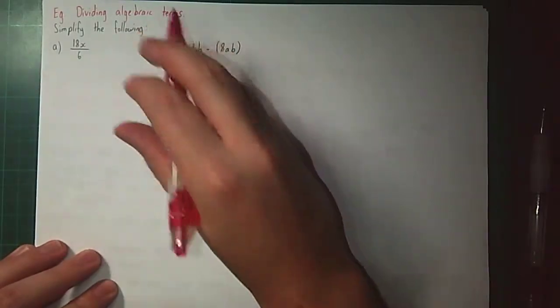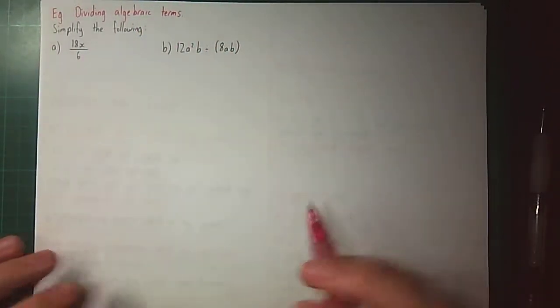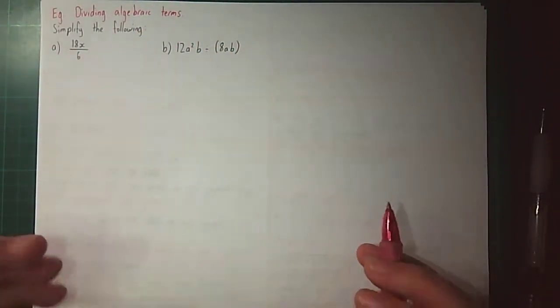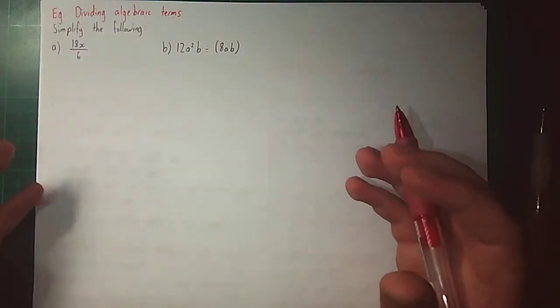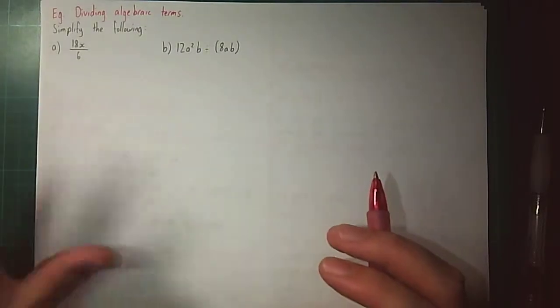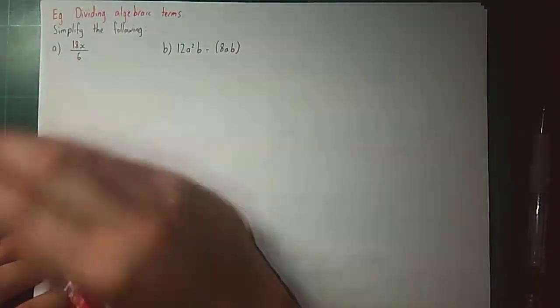Okay, our final example is dividing algebraic terms. Now before we said when you're multiplying and dividing, it applies to all the terms. So keep that in mind whilst we're answering this question. So we're simplifying the following again. A says 18x over 6.